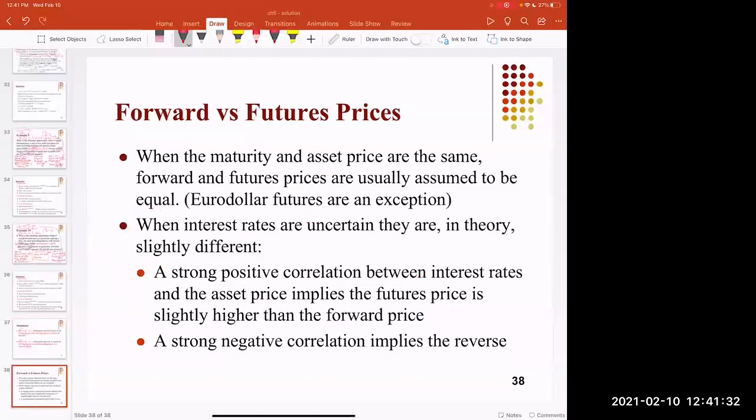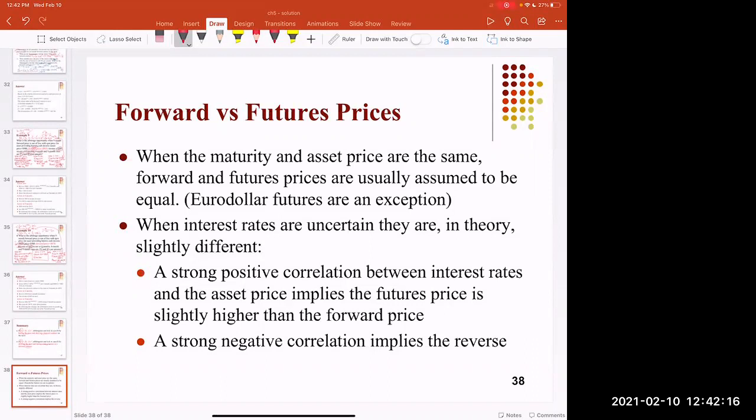So last slide, forward price and future price. So far we talk about forward price. When the maturity and asset price are the same, then the forward price and future price are usually assumed to be equal. When interest rates are uncertain, in theory, they are slightly different. A strong positive correlation between interest rate and asset price implies the future price is a little bit higher than the forward price. The negative correlation would be the opposite, reverse. Okay, so for this chapter, as long as you know how to estimate the forward price, I think that's good enough. That's all for chapter 5.